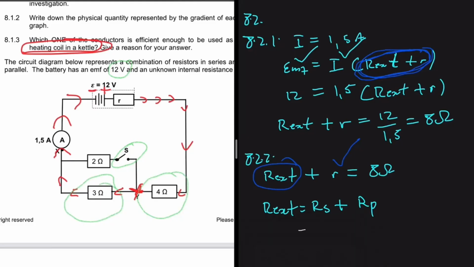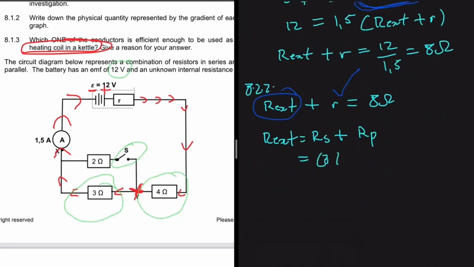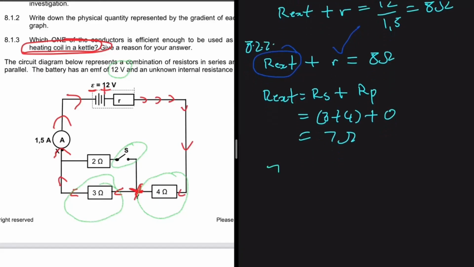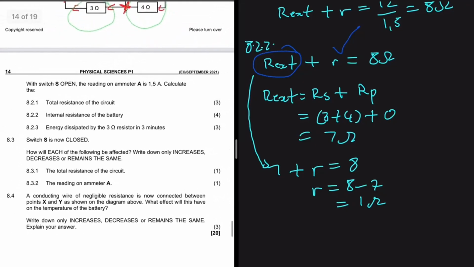So R external will be equal to 3 plus 4, and we don't have any resistors in parallel, so we're going to have 0 here, and that will just be equal to 7 ohms. So now we can say 7 plus the internal resistance is equal to 8. We're substituting R external into this equation here. So the internal resistance will be equal to 8 minus 7, which is 1 ohm. So the internal resistance is 1 ohm, and now we can do 8.2.3.